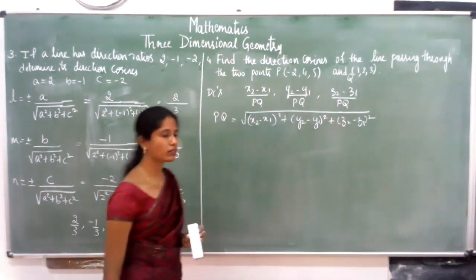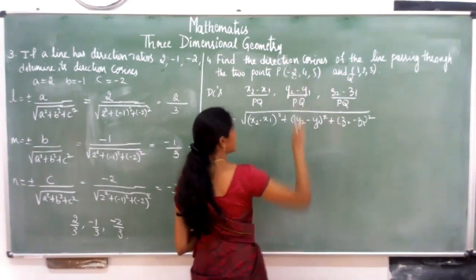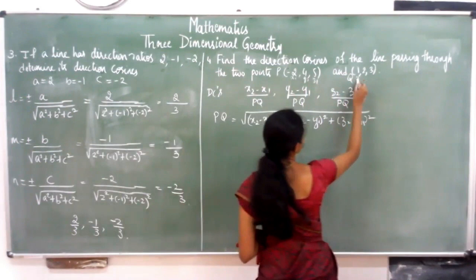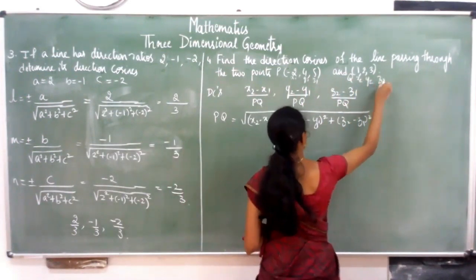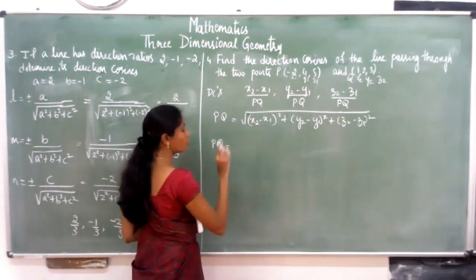Now just applying the formula. The first point is P, the second point is Q. Consider the coordinates of point P as x1, y1 and z1, and this as x2, y2 and z2. First, let us find the value of PQ.